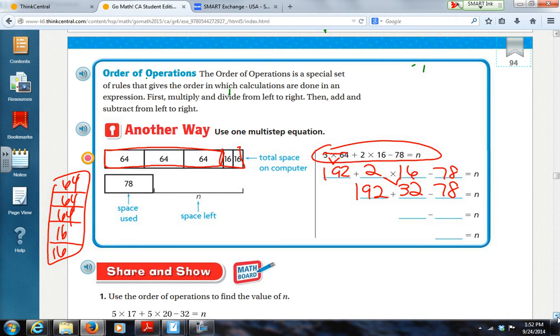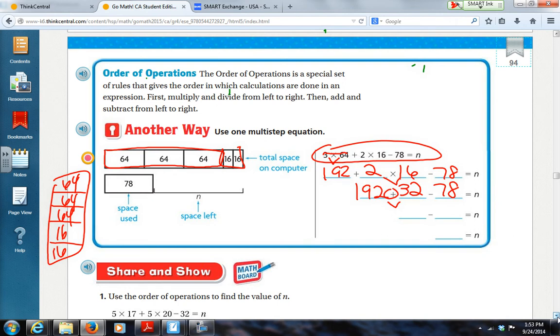You're skipping something though. I'm solving from left to right, right? So 192 plus 32 minus 78. Which problem do I solve first? 32 minus 78. Okay, if I'm starting from left to right, why am I skipping to the right? Why is this a minus right here, Carolina? Oh, plus. Okay, 192 plus 32 is what?